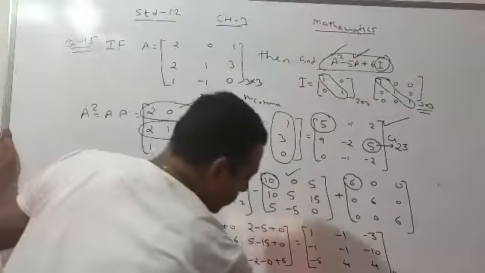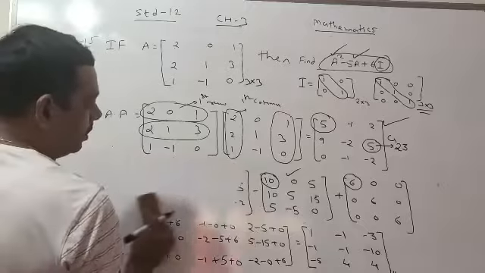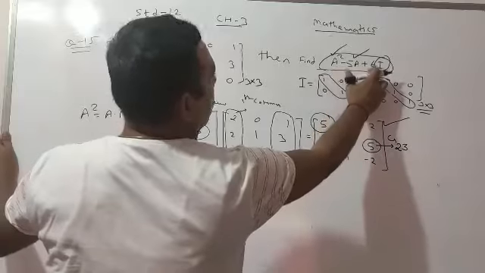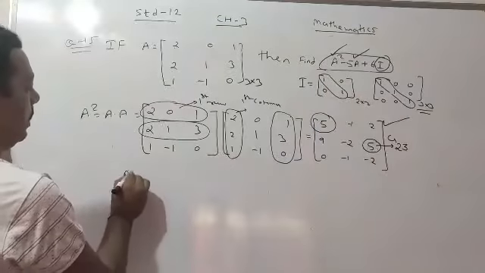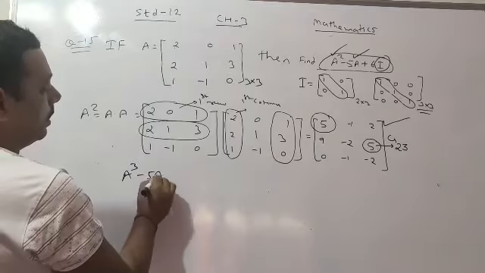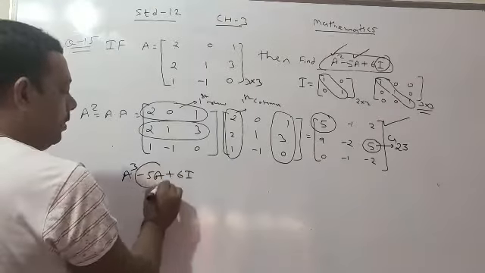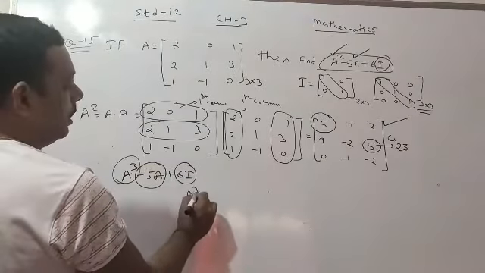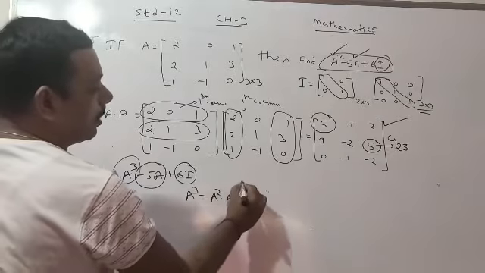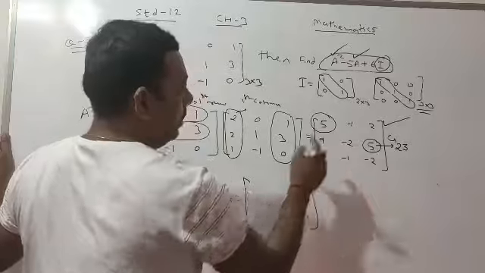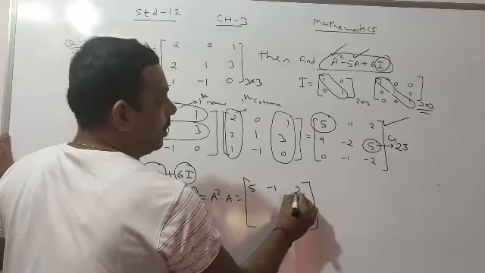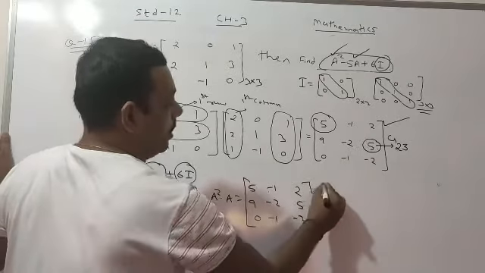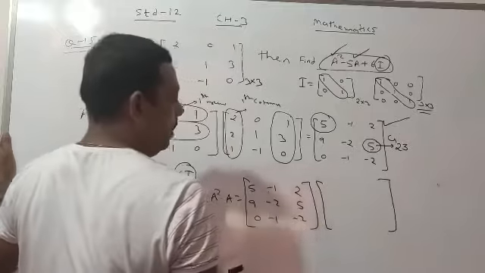As I told you, suppose the same question is there. Instead of finding A square minus 5A plus 6I, suppose my question is to find A cube minus 5A plus 6I. Then 5A and 6I we know, but how to find A cube, that I will show you. A cube is equal to A square into A square, which we have obtained, that is 5, minus 1, 2, 9, minus 2, 5, 0, minus 1, minus 2, multiplied with A.